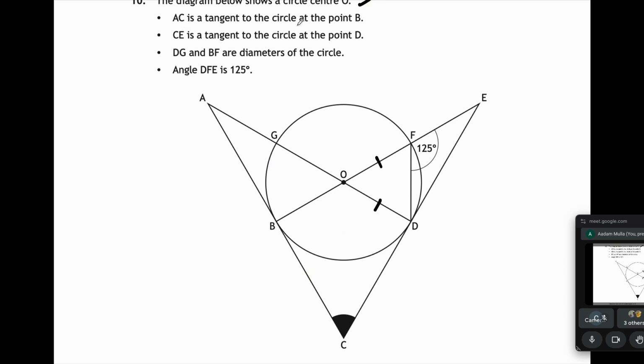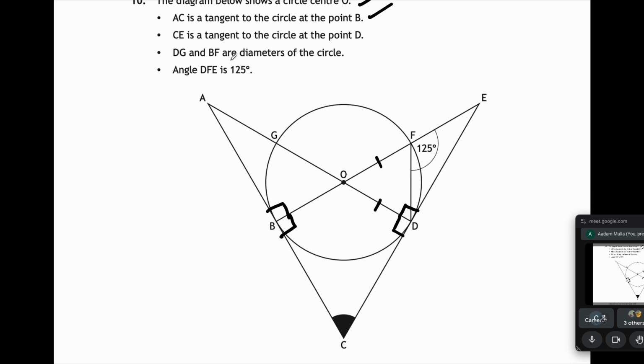AC is a tangent to the circle at the point B. A to C is tangent at the point B, and I know that this is a radius, so I can put 90 degrees in there, put 90 degrees in there. That one's done. CE is a tangent to the circle at the point D. So CE is here, C to E, and this is again a radius, so I can put 90 degrees there, and that whole bit will be 90 degrees.